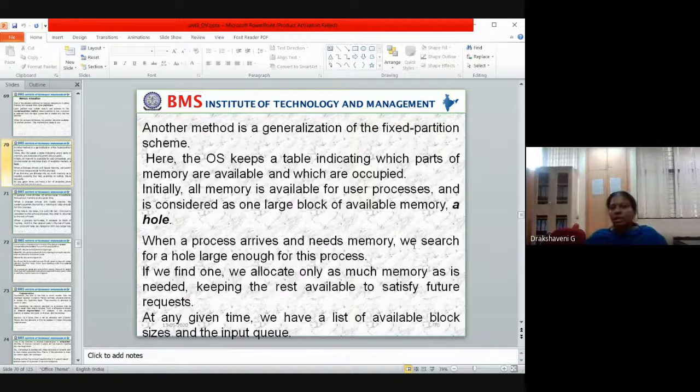The other method is a generalization of the fixed partition scheme. Here the OS keeps a table indicating which parts of memory are available and which are occupied. That's what happens when you click on My Computer: you know how much is free in your C drive, how much is free in the D drive. So how will you keep track? There will be one table which tells you how much free memory is available. Whenever we open our D drive or E drive, I'll just show you.